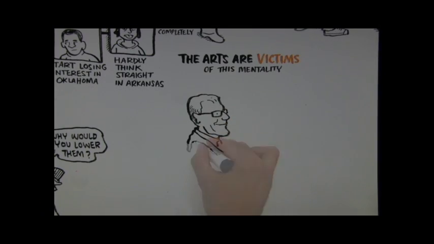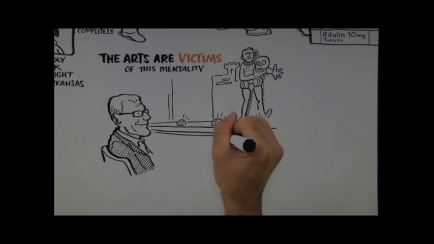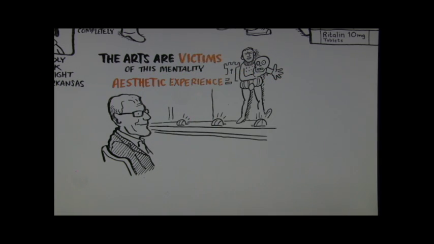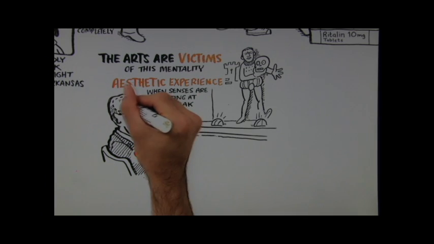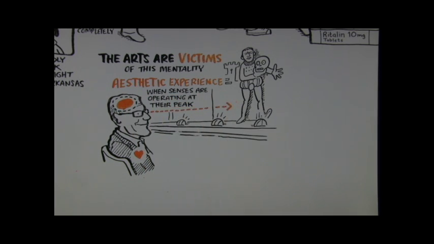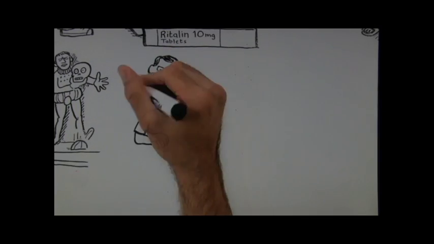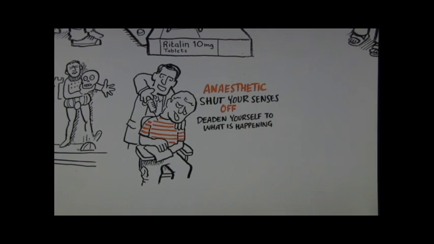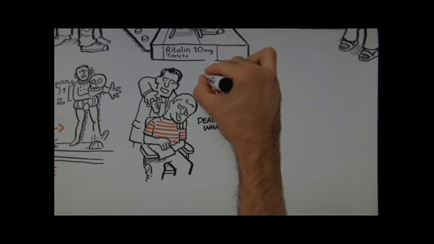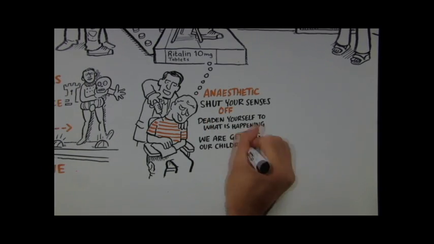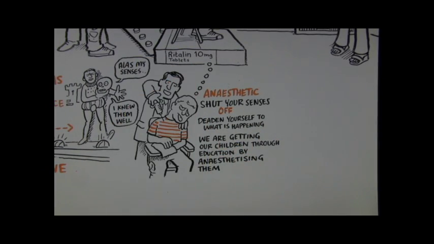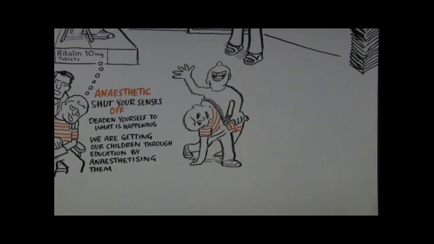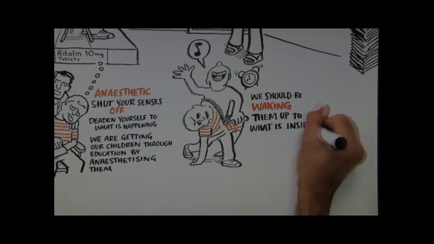The arts especially address the idea of aesthetic experience. An aesthetic experience is one in which your senses are operating at their peak, when you're present in the current moment, when you're resonating with the excitement of this thing that you're experiencing, when you are fully alive. An anesthetic is when you shut your senses off and deaden yourself to what's happening. And a lot of these drugs are that. We're getting our children through education by anesthetizing them. And I think we should be doing the exact opposite. We shouldn't be putting them asleep. We should be waking them up to what they have inside of themselves.